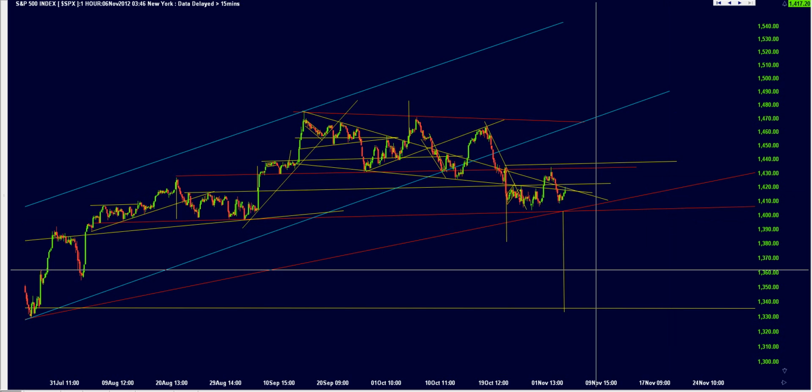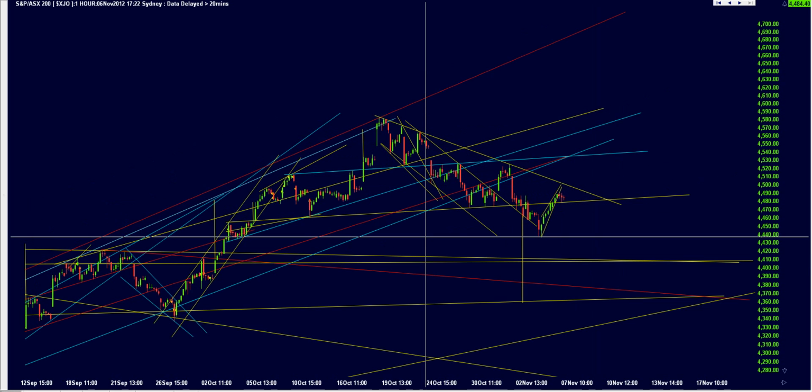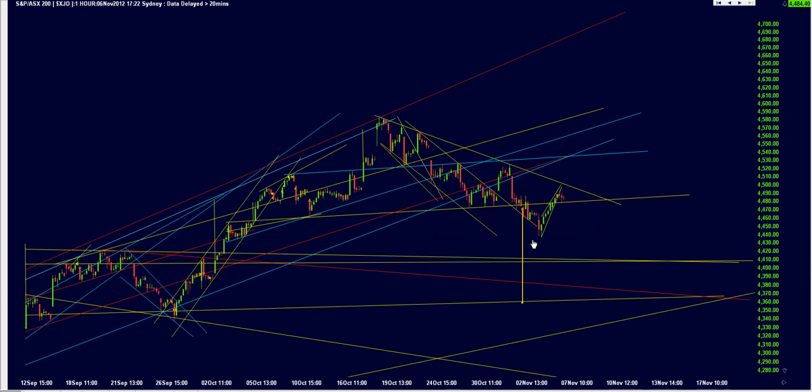Let's take a look quickly at the ASX 200. On the hourly chart here of the ASX 200, we clearly broke down from this neckline that we had drawn as a potential head and shoulders topping formation. Now guys, I've said this once before, the ASX 200 rarely makes head and shoulders topping formations, but this market looks as if it has made one.